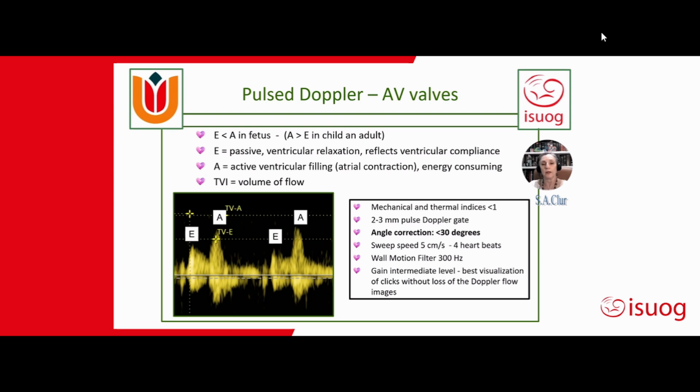Pulse Doppler interrogation of the valve of the heart is important. When looking at the AV valves, we should be able to recognize two waves, an E and an A wave. The E wave represents passive ventricular relaxation, and that is the passive filling of the ventricle. The A wave represents active atrial contraction, so this is active filling of the ventricle. When measuring flows across valves, it's important to have your angle correction less than 30 degrees. Otherwise, you cannot measure the peak velocities. Your setting of your machine is, of course, also extremely important.